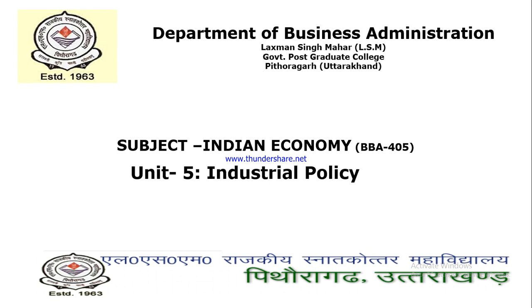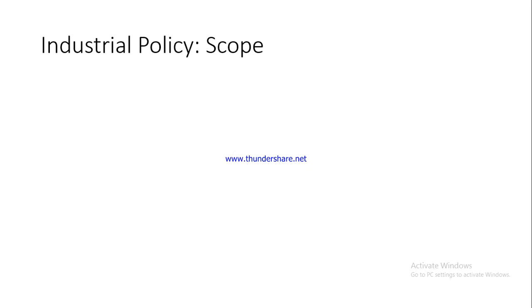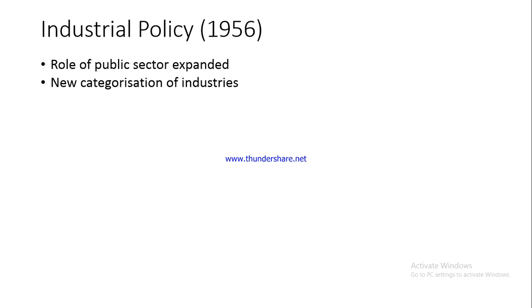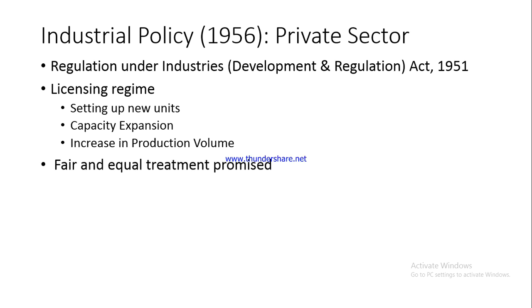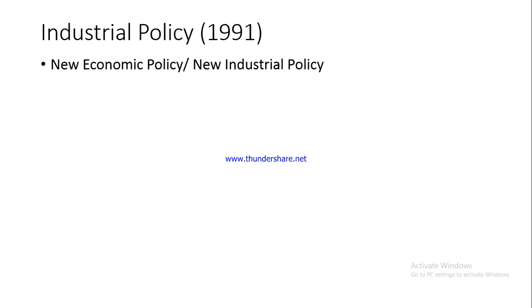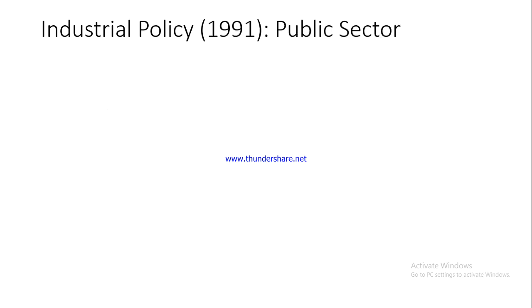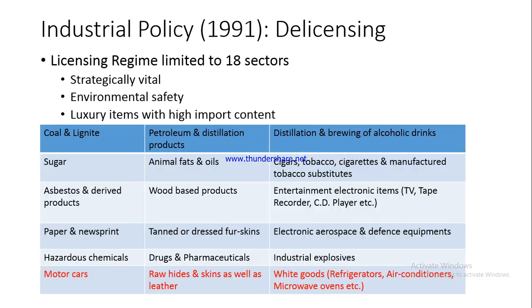Economy, in Unit 5, up till now we have talked about the basics of industrial policy and what all areas it covers. We have talked about industrial policy of 1956 in detail, and then we moved over to the discussion on industrial policy of 91 in detail. We talked about LPG, and then we talked about the provisions regarding the public sector enterprises and the private sector enterprises.